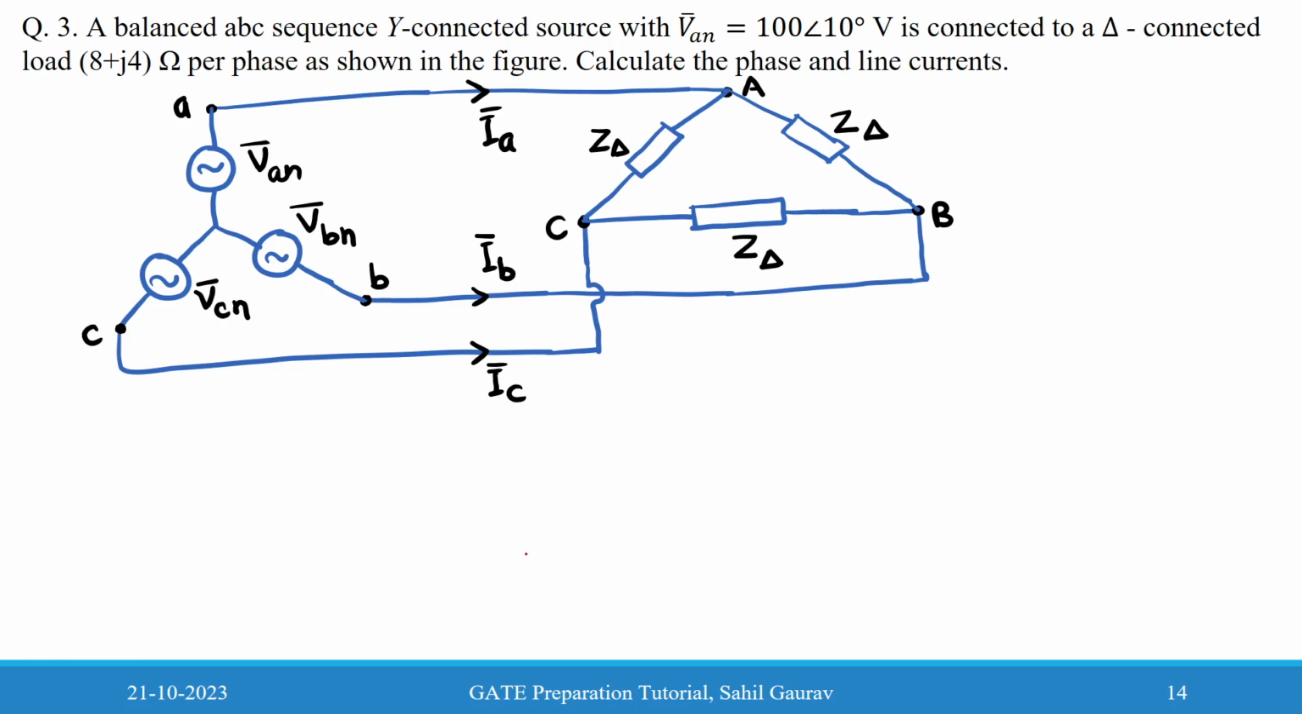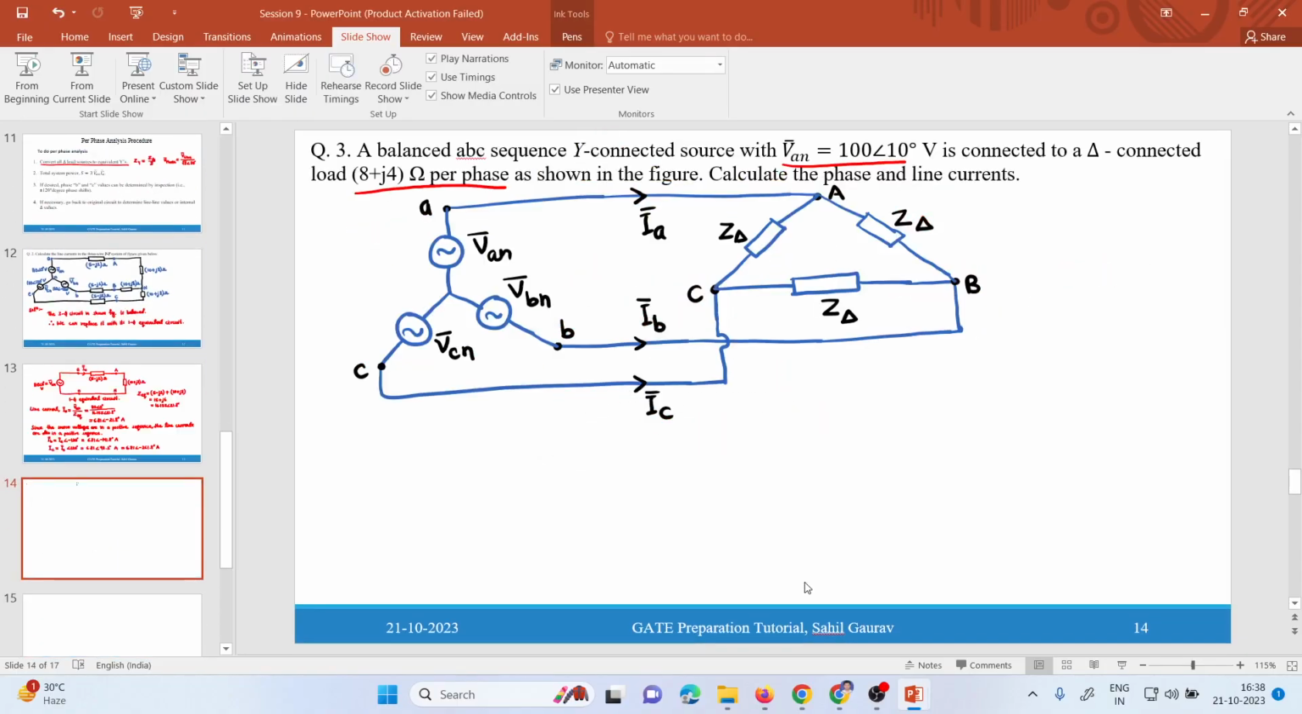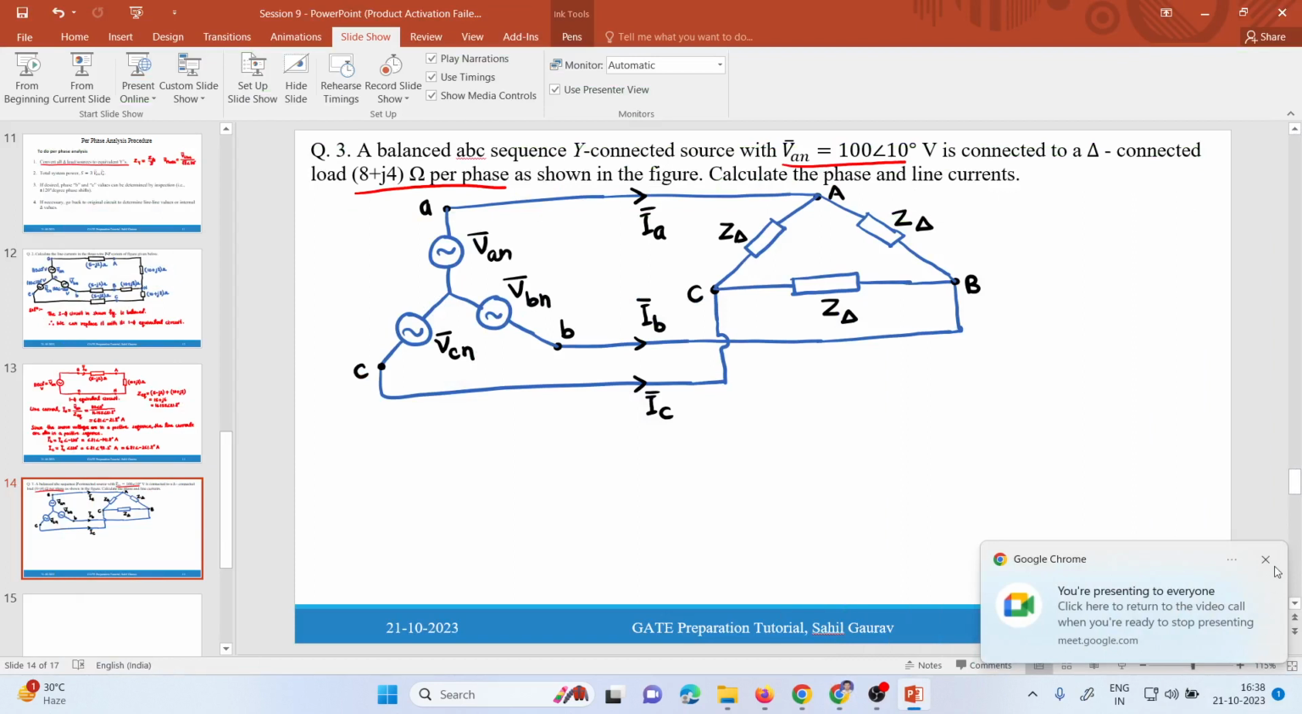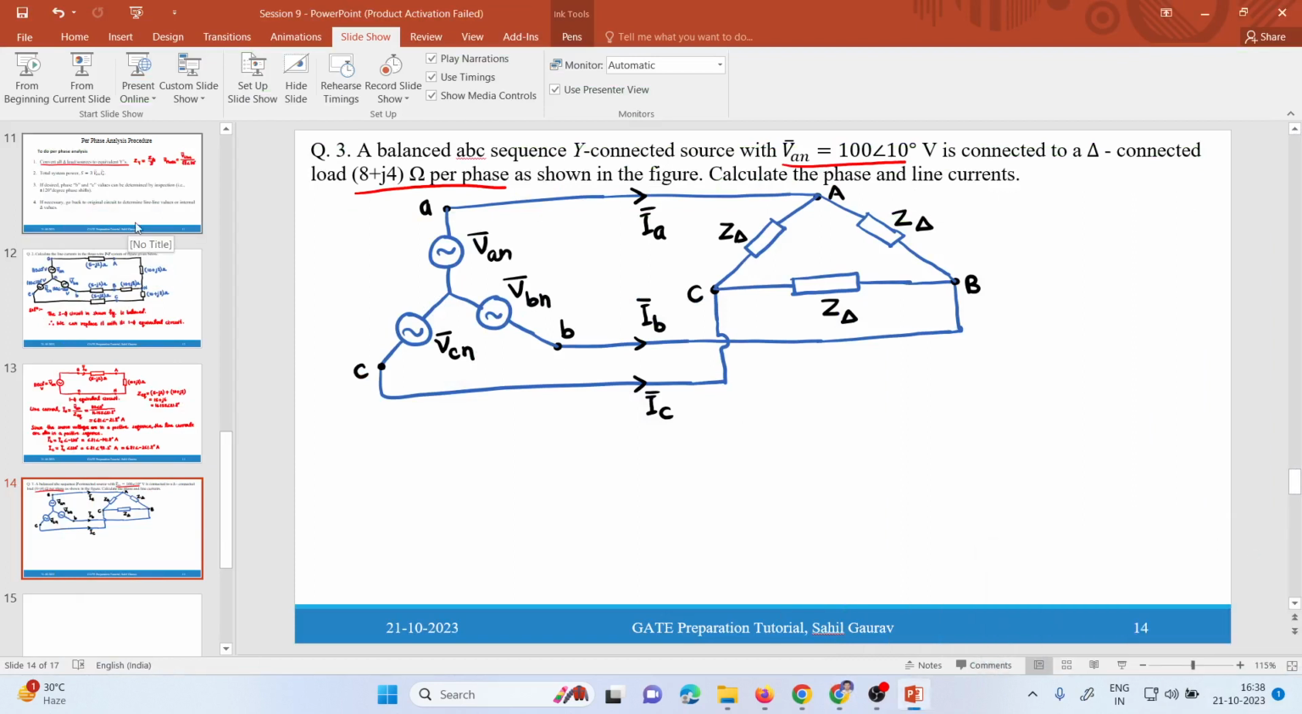So in this problem, a balanced ABC sequence star connected source with VAN 100 at the angle of 10 degree volt is connected to a delta connected load 8 plus j4 ohm per phase as shown in the figure. Calculate the phase and line currents. So all of you try this problem. You have to find the phase and line current.